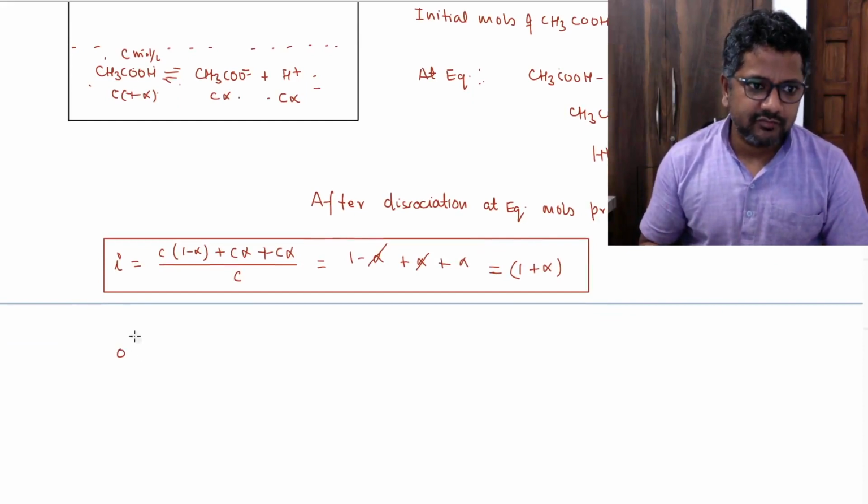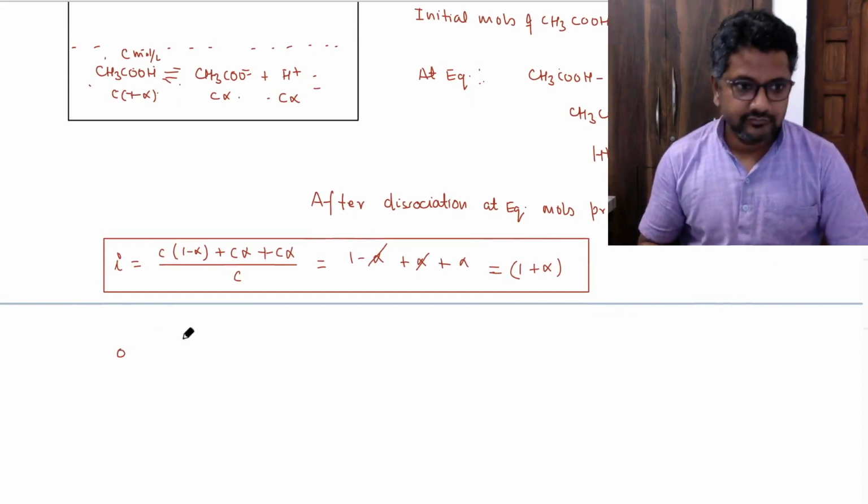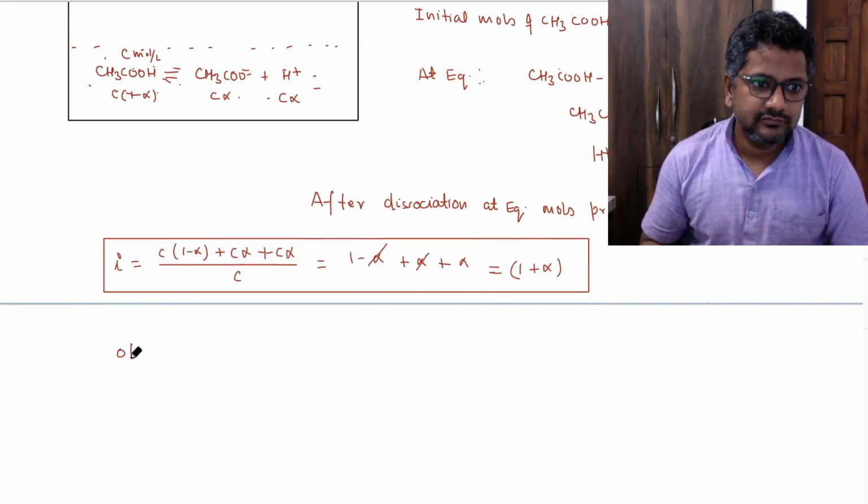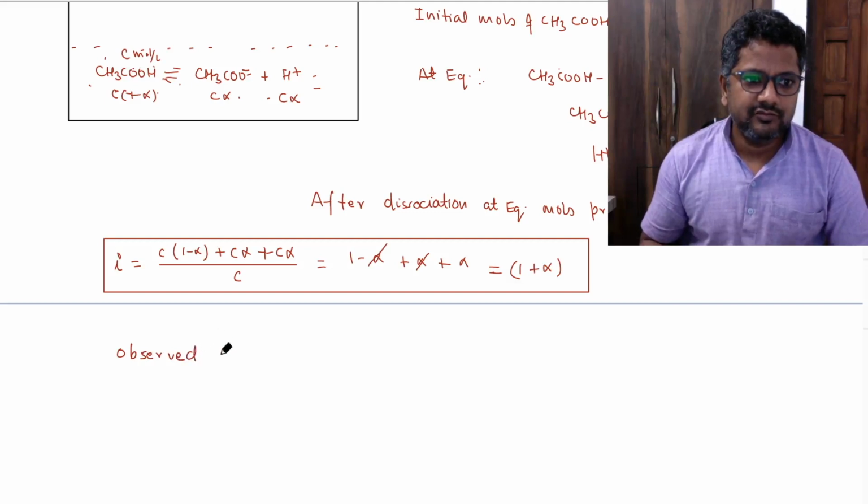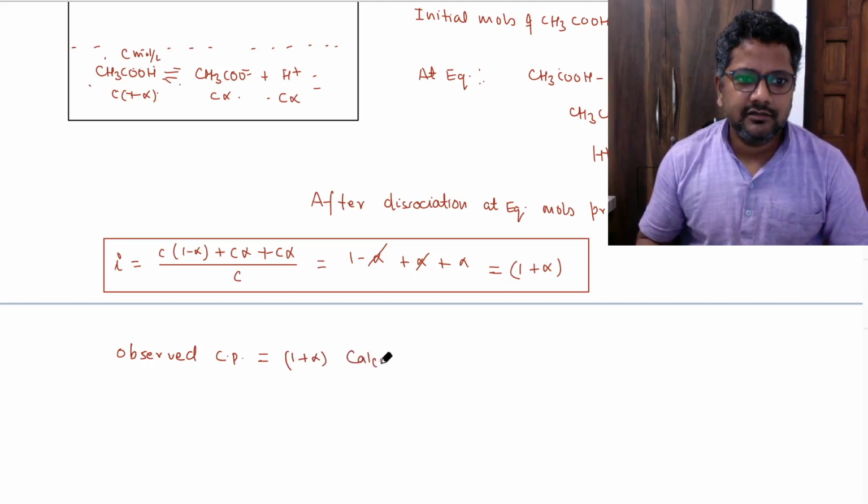So in this case also, the observed colligative property is what? Any colligative property you can take, the observed colligative property is equal to 1 plus alpha times the calculated colligative property.